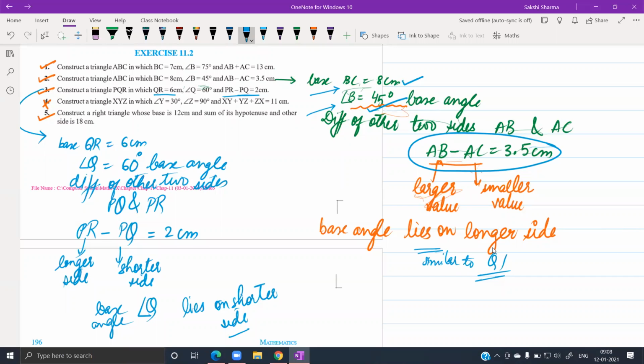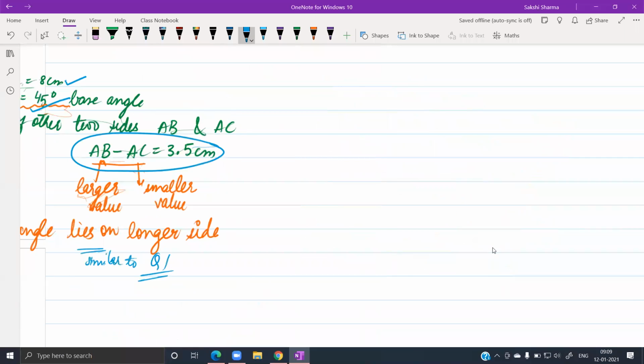Let's just roughly go over this just to revise. So you started with the base of the triangle 8 centimeters. At B, you construct angle 45 degrees. This is constructed, not drawn. After using these two, we use the difference of the other two sides. You will cut off a length 3.5 centimeters along the arm of the angle. You obtain point D. Then this point is joined to point C, and for this line segment, we will construct the perpendicular bisector.